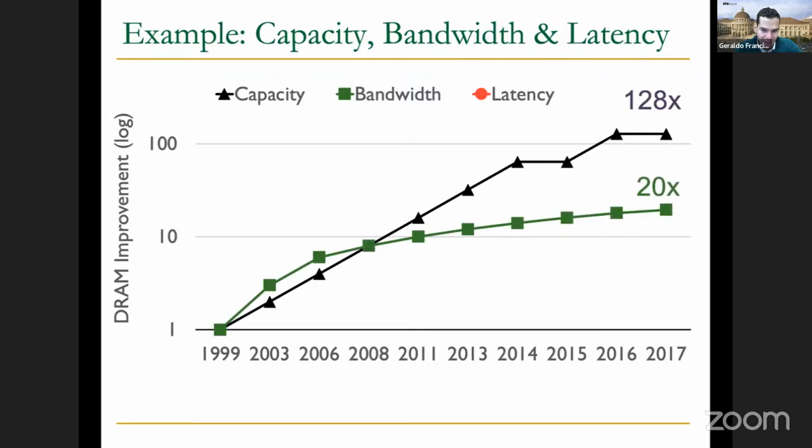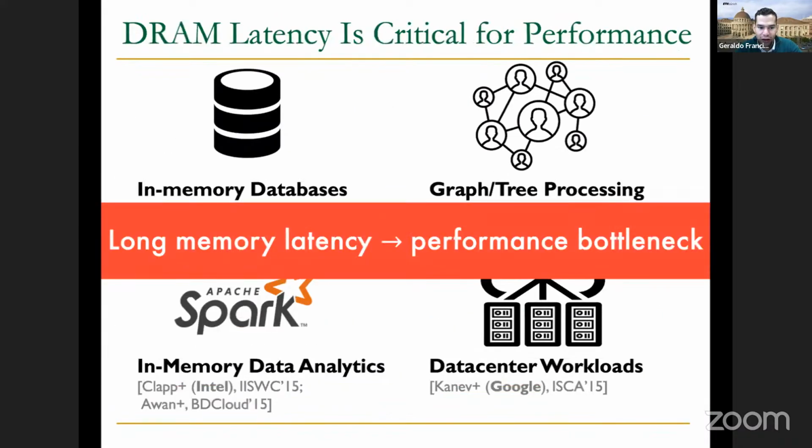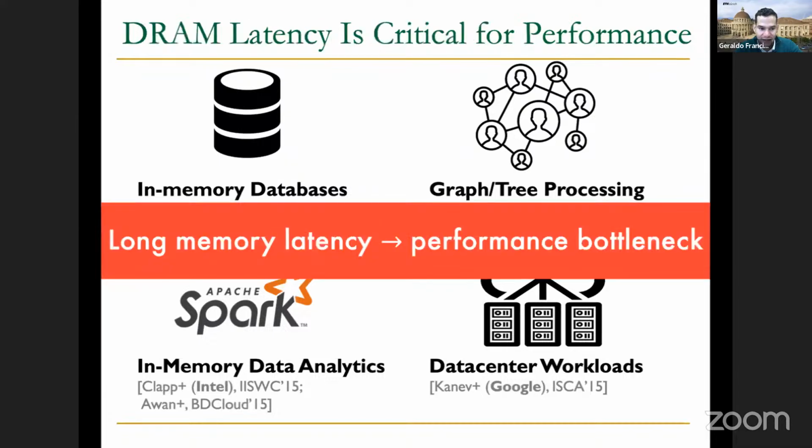So this is just a nice plot that shows memory scaling in different aspects over the years. As you can see here, since 1999, memory capacity has been scaling quite nicely, and also memory bandwidth, but memory latency has barely scaled over time. So this means that in terms of performance, if your application is memory intensive and sensitive to memory latency, independently of the memory that you use, we are going to end up suffering from some memory bottlenecks.